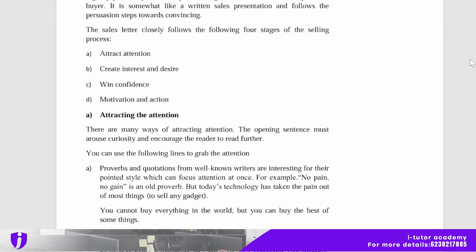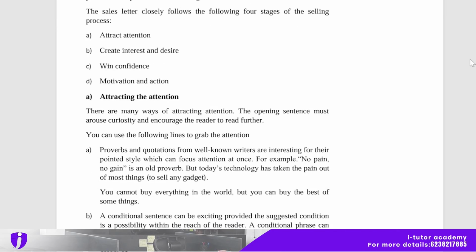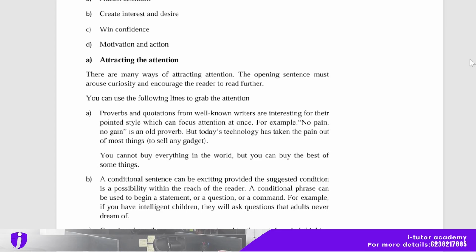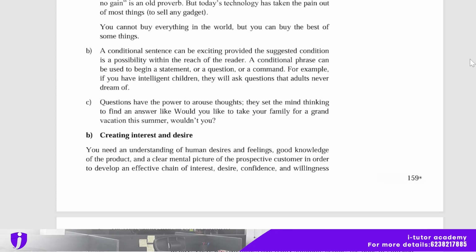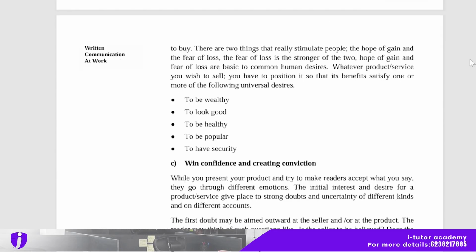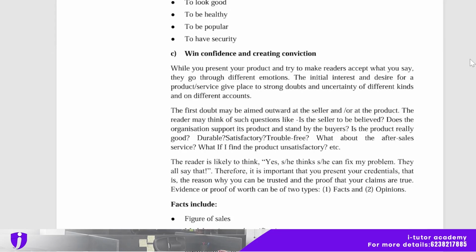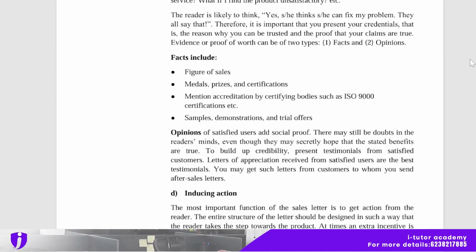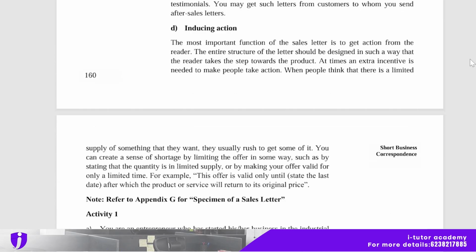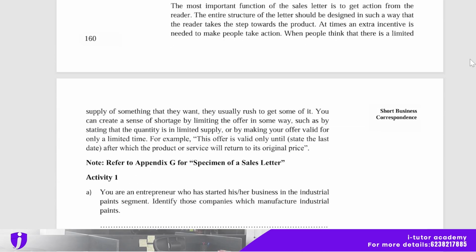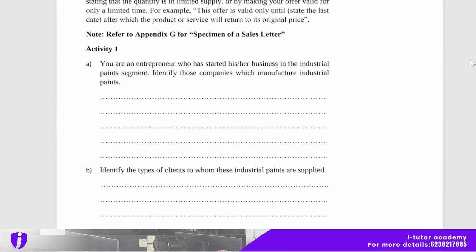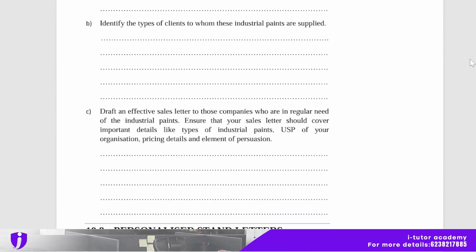And next is attracting the attention. Okay, under the sales letter, closely follow the following four stages of the selling process. There is attract attention, create interest and desire, win confidence, motivation, and action. Okay, so for creating interest and desire, you just go through your MMPC 007 and unit 10. Okay, and refer to this section and read it. And so you can refer to appendix G for a specimen of this letter. Activity 1 is here under this subsection, so you just refer to that.